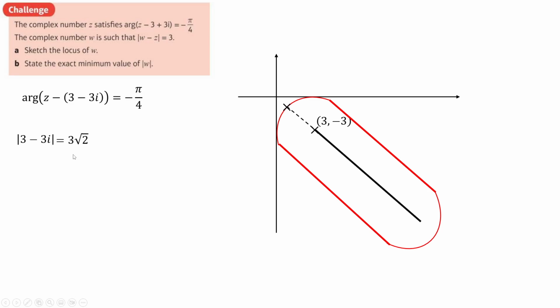So that length there is just going to be 3 root 2, just using Pythagoras. The square root of 3 squared plus 3 squared is 3 root 2. That's the length from here to here, by the way. And now we want to subtract this length here. We know that length is 3 because we've just said the length from w to z is going to be 3. So that's going to be 3 root 2 minus 3, and that's the minimum value of w.